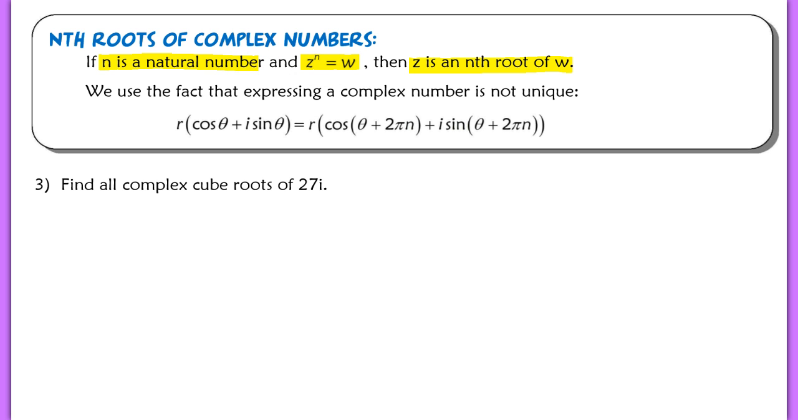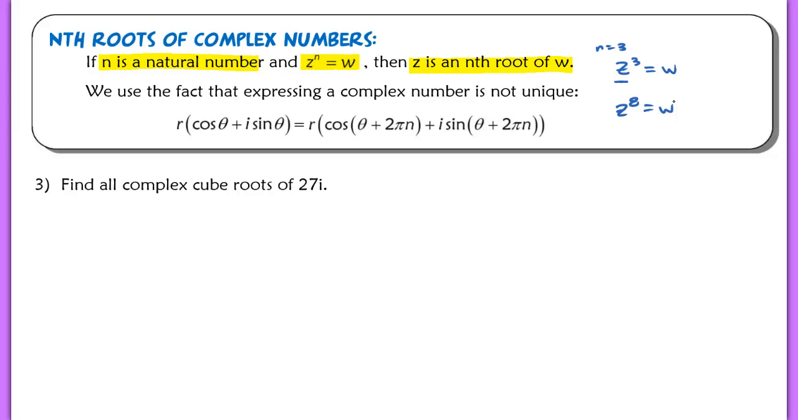Okay, so in other words, let's say n was equal to 3. Then we'd have z cubed is equal to w. We would call z a cube root then of w. So we're finding nth roots, meaning we could be solving z to the 8th is equal to w. So that would be an 8th root. Now, in order to solve for the nth roots of complex numbers, we need to use DeMoivre's theorem, and we're going to work backwards.